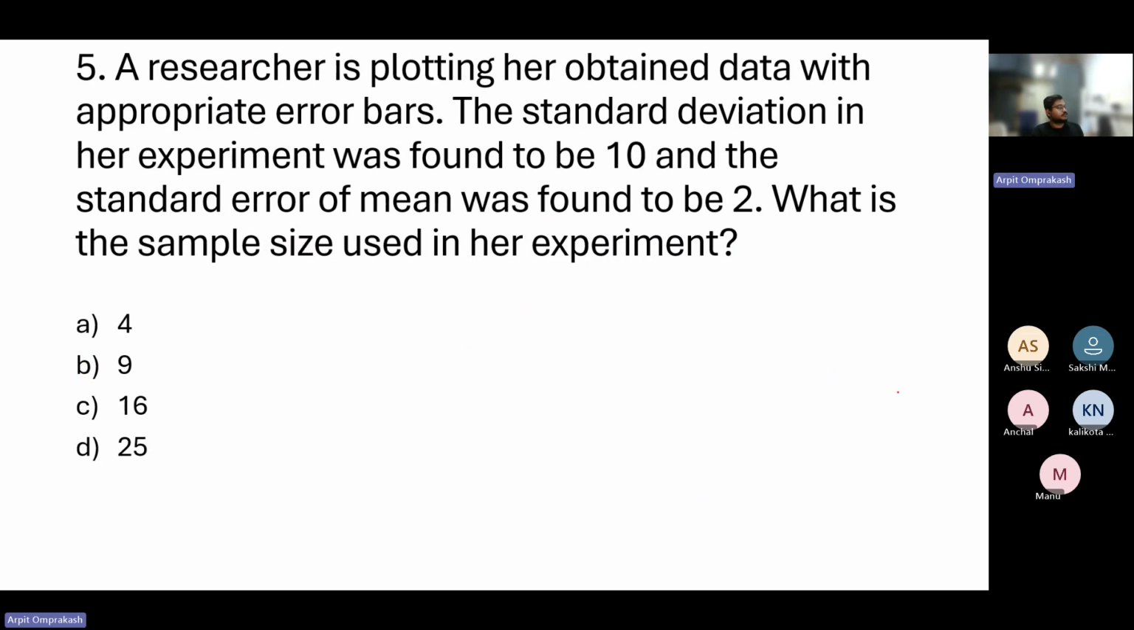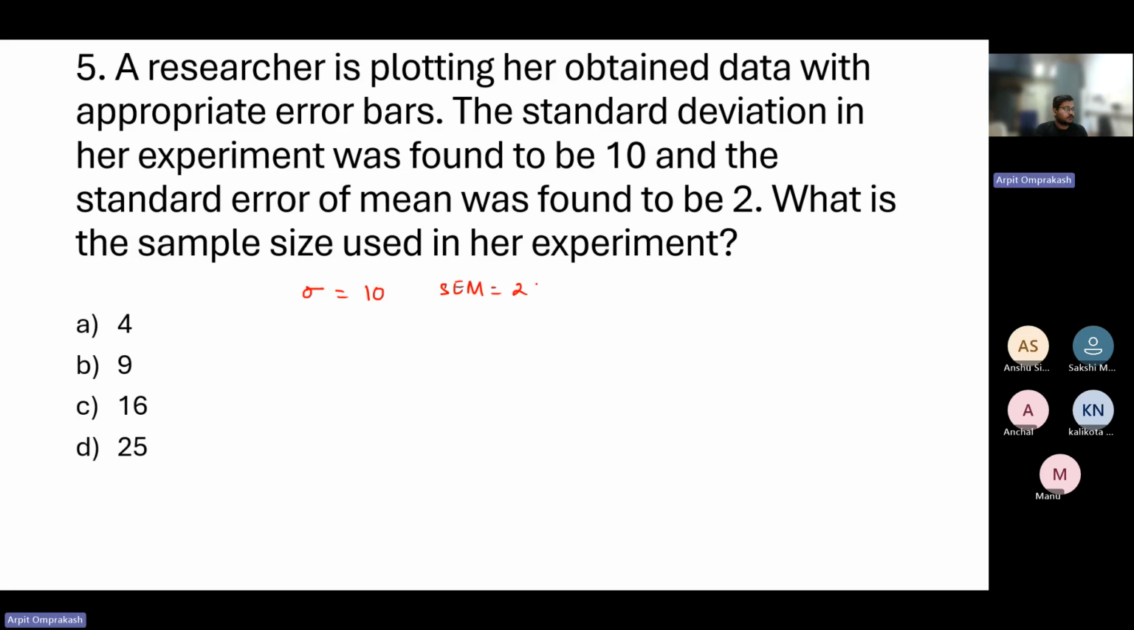Next question. A researcher is plotting obtained data with appropriate error bars. The standard deviation in her experiment was found to be 10, and the standard error of the mean was found to be 2. What is the sample size used in her experiment? So we are given two things here: the standard deviation, which is 10, and the standard error of the mean, which is 2.